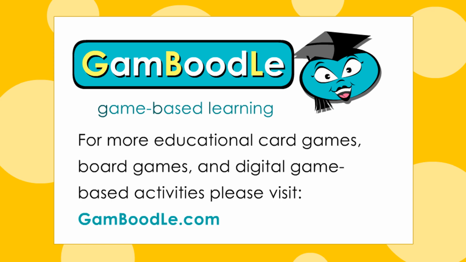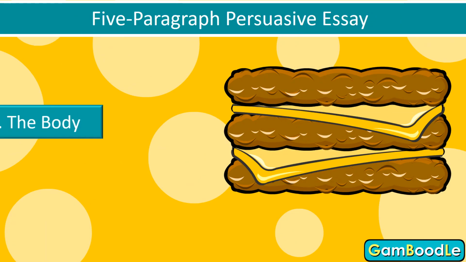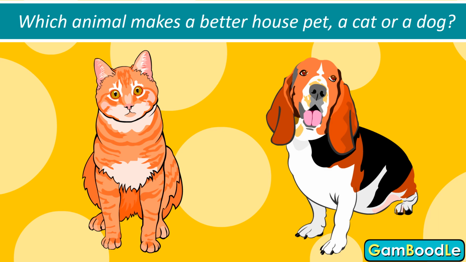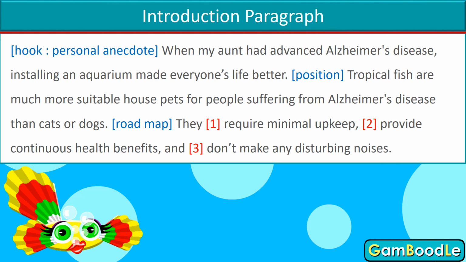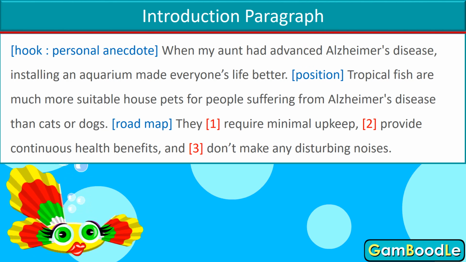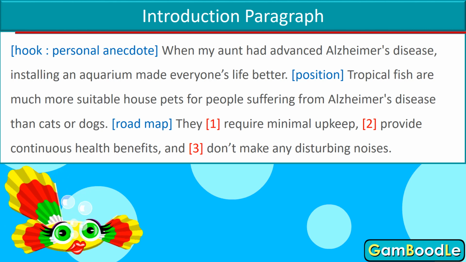This series explores how to write an effective 5-paragraph persuasive essay. In Part 4, we will go over the body of the essay in more detail. Let's go back to our question from Part 1. The question is asking the writer to compare and contrast cats and dogs. This should be reflected throughout the essay. Take a moment to review this sample introduction paragraph, making sure to focus on the roadmap.